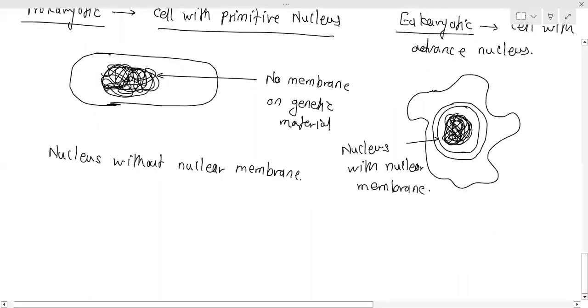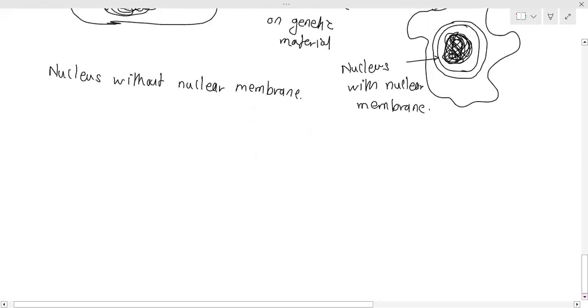See, prokaryotic cells are primitive cells, correct? Just because they do not have that nuclear membrane. On the other hand, eukaryotic cells are advanced cells just because they have that nuclear membrane. Why is the nuclear membrane so important? I want you to understand that first. Try to understand why having a nuclear membrane makes a cell advanced. See what the nuclear membrane does.